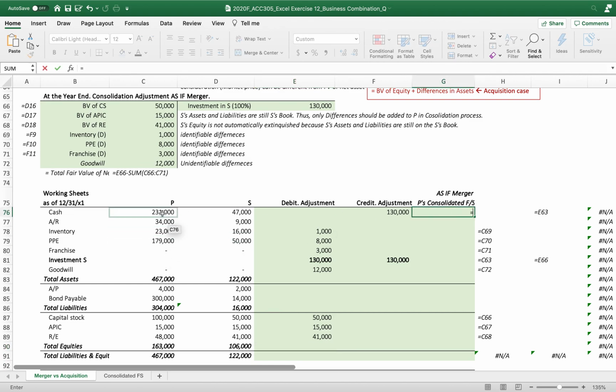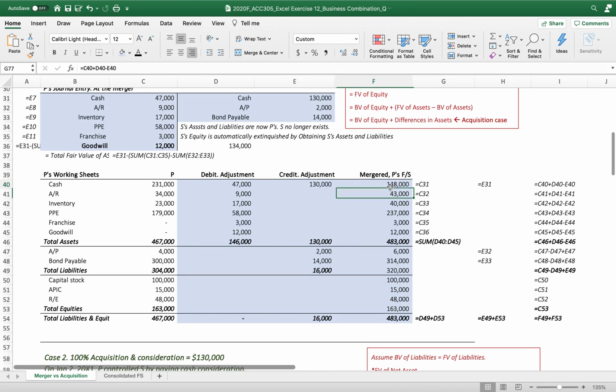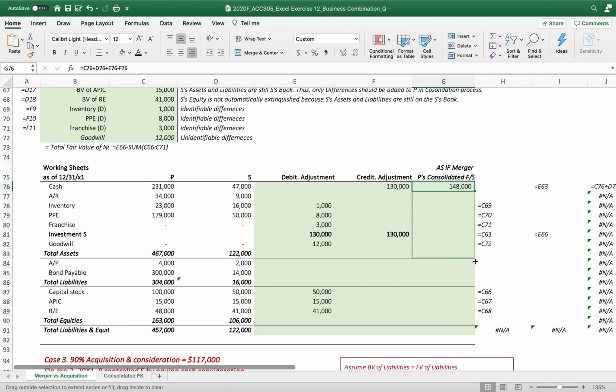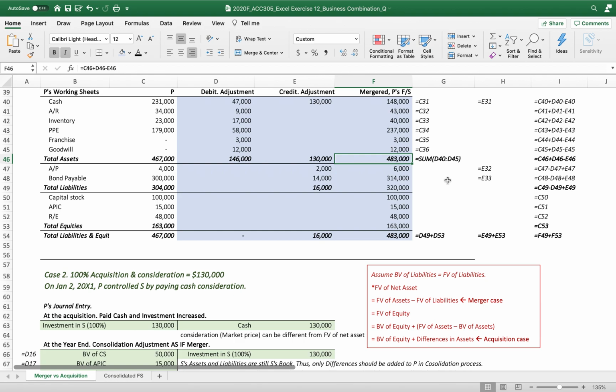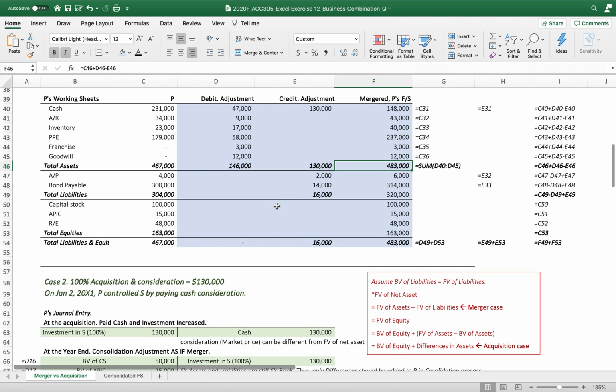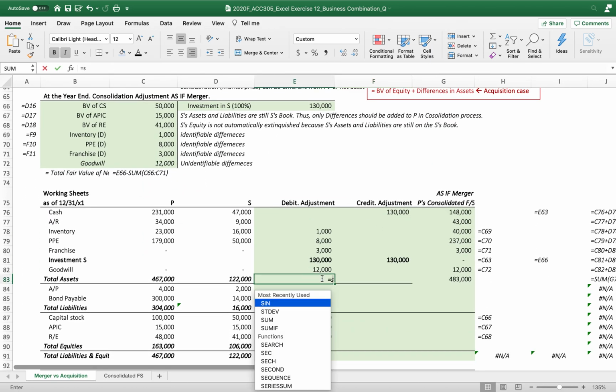Okay, so how do we get it? Asset plus. Do we have the debit adjustments? No. And then minus credit for the asset. So 148. Do you see? We have the same result. Okay, and then I'm going to drag down, which is the same cases. So 148 and 43 and 40, 237 and 3,000 and 12,000. And then that is the sum of this total asset. Now it should be same as total asset in merger cases, because the effect is the same. 100% acquisition, 100% merger has the same total asset, but the consolidation process is different between merger and acquisition cases. Okay, so let me just double check.